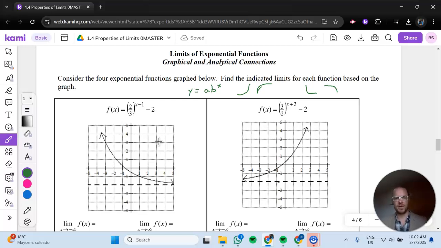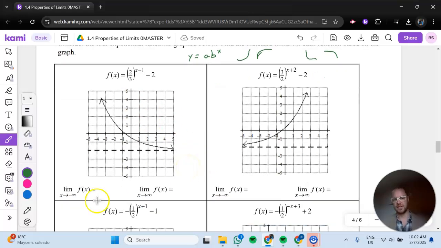If I'm looking at this one, my b value, or my growth rate, is a fraction less than 1, okay? And the number in front is not negative, it's positive 1. Even though it's not written there, it is positive 1. All right, let's take a look at what these are now. The limit as x approaches negative infinity. So as we go to the extreme left, this thing keeps going up. Therefore, it's going to go to positive infinity. As we go to the extreme right here, we're approaching that asymptote, and so we're going to get to negative 2.